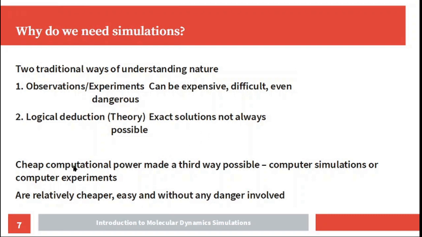Since the second half of the last century, there has been a great computational power made available, and this has made a third way possible, that of computer simulations or computer experiments. These are relatively cheaper. You just have to have a computing machine. You can have a laptop or a desktop. They are relatively easier to perform. You don't need to depend upon any other equipment, and there is no danger involved in these experiments. You can even simulate fires, you can simulate very high pressures, you can simulate anything that involves danger, and it won't cause any danger to you.